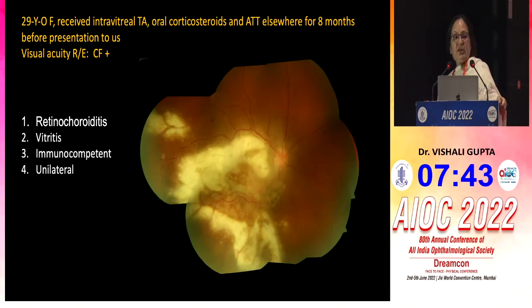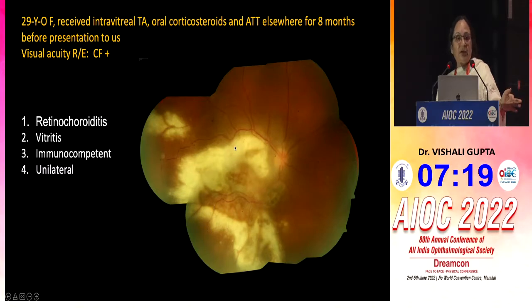Now this is a fundus photograph. This lady comes to us, a young 29-year-old girl. And history, she says, well, she's received intravitreal triamcinolone, oral corticosteroids, anti-TB drugs, and not much improvement. So her vision is counting fingers. Now, is it choroiditis or retinochoroiditis?